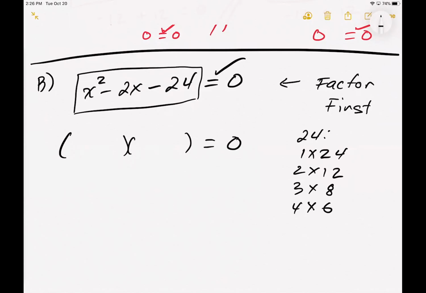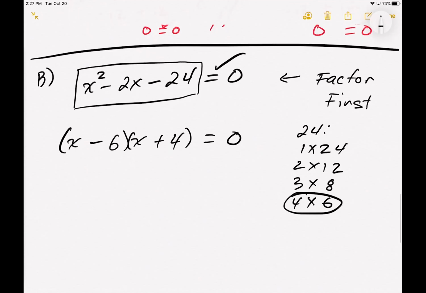So is there two numbers multiplied to give me 24, but subtract to give me 2? Hopefully you guys say 6 and 4, 6 times 4 is 24, and 6 minus 4 is 2. And again, 6, the bigger number, will get the sign of the middle term. So what have we done here? Have we done anything new? Well, not yet. What we did was we factored, and that's what we spent the last days on in factoring, right? So we haven't done anything new.